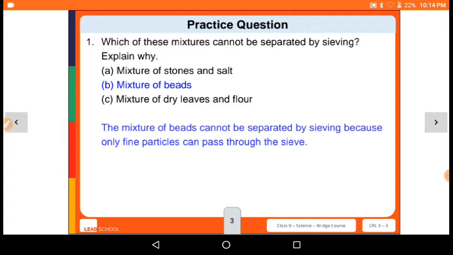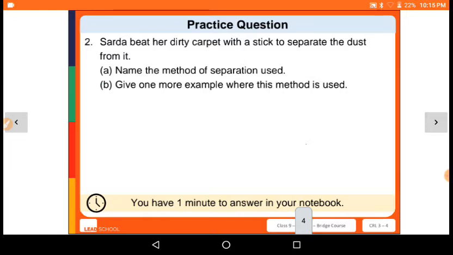In salt and stones, salt will pass through the sieve and stone will stay inside the sieve. In dry leaves and flour, flour will pass through the sieve and dry leaves will stay in the sieve. A mixture of beads, that is not possible.